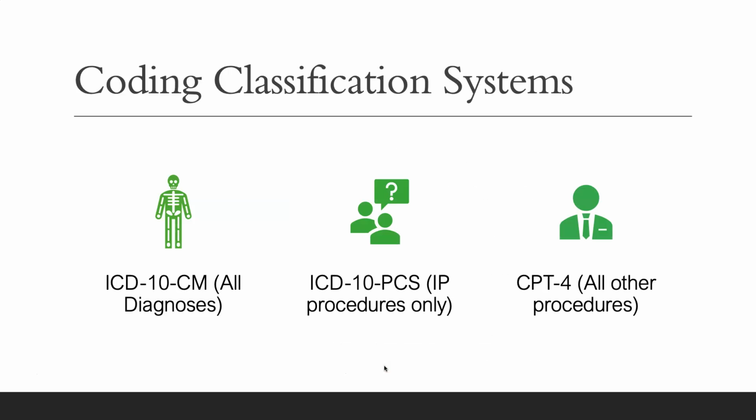Coding classification systems. There's really 3 coding classification systems that you need to know about. And these are nationwide, here in the United States, what is used. ICD-10-CM, which is what Chapter 12 in your book is all about, is diagnoses. This is used for inpatient, outpatient, skilled nursing homes, home health, hospice, physician offices. Everybody uses ICD-10-CM for diagnoses.